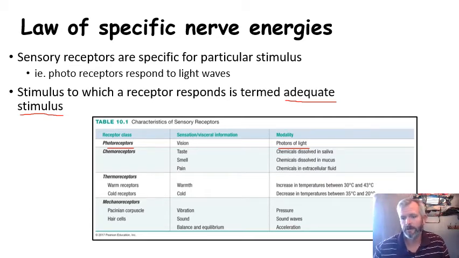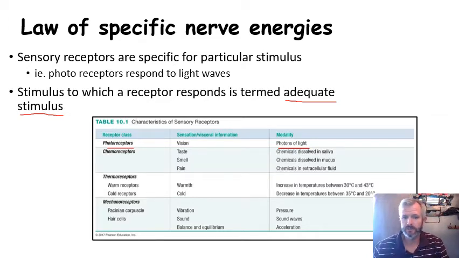An example of that is our photoreceptors. Our photoreceptors respond to light. You only need a small amount of light to elicit a response in the photoreceptors. But if you had a hard blow to the head, that will actually elicit some of the photoreceptors. That's where you're seeing stars, seeing things, because it does elicit a response in the photoreceptors. But it's not its adequate stimulus. The adequate stimulus is what these receptors respond to most readily, right?